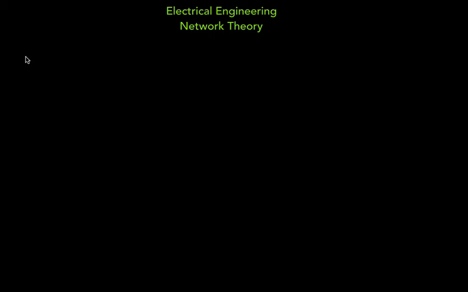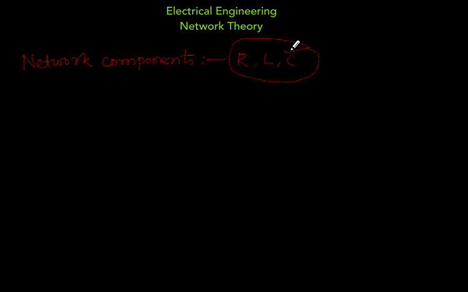We'll start our discussion with some of the basic network components. So our discussion will start from resistance, inductance and capacitance. We'll briefly look into the basic electrical properties of these network components, and resistance will be the first one in the line of discussion. So let us take resistance.